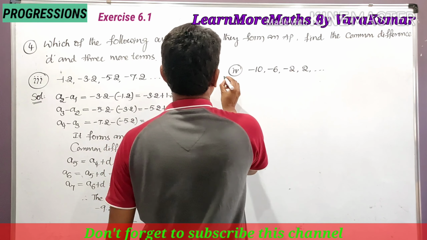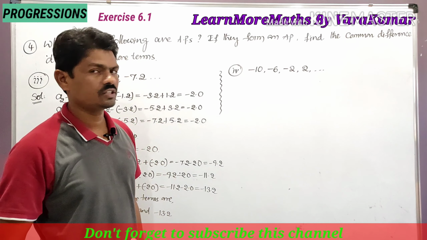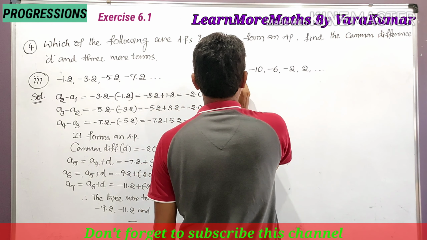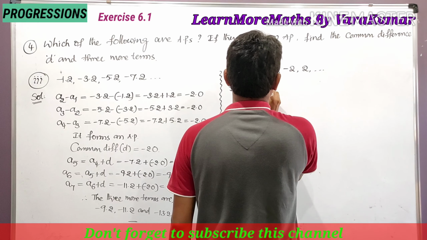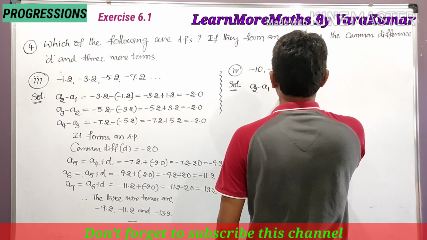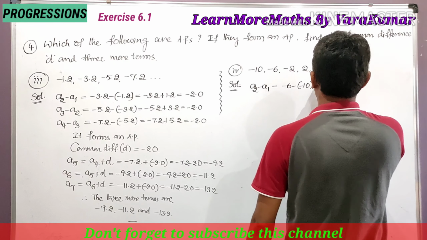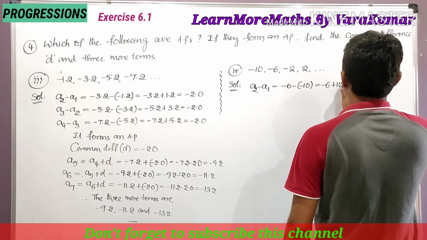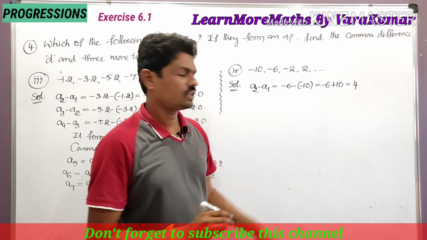Again, we have to check whether the given series forms an AP or not by finding the common difference of successive terms. So we check A2 minus A1. A2 is -6, minus A1, which is -10, student. So that is -6, minus into minus is plus 10, which is 4. So A2 minus A1 is equal to 4.